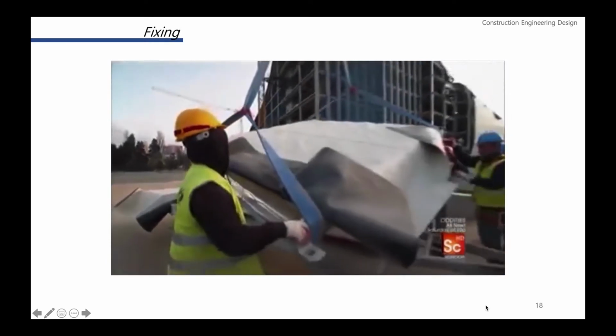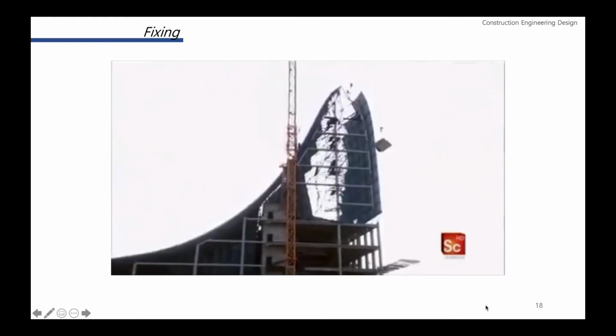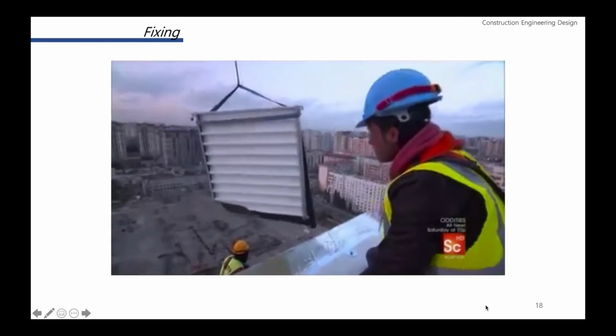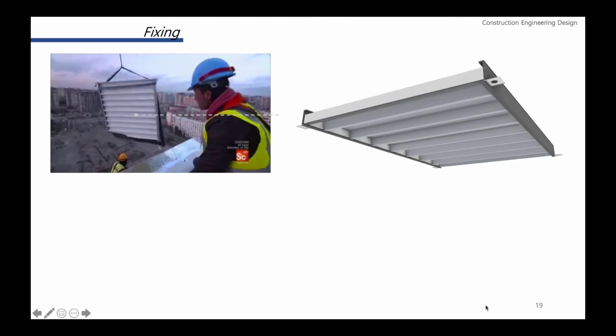This is the process of lifting the panel to the top of the building through a crane. This panel is about 300 kilograms, which is one of the lightest panels used in the facade. Let's take a look at the details of the panel.